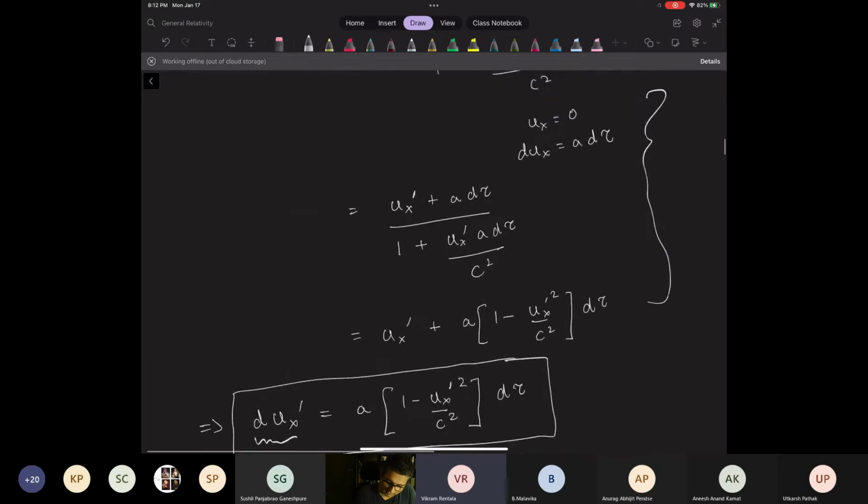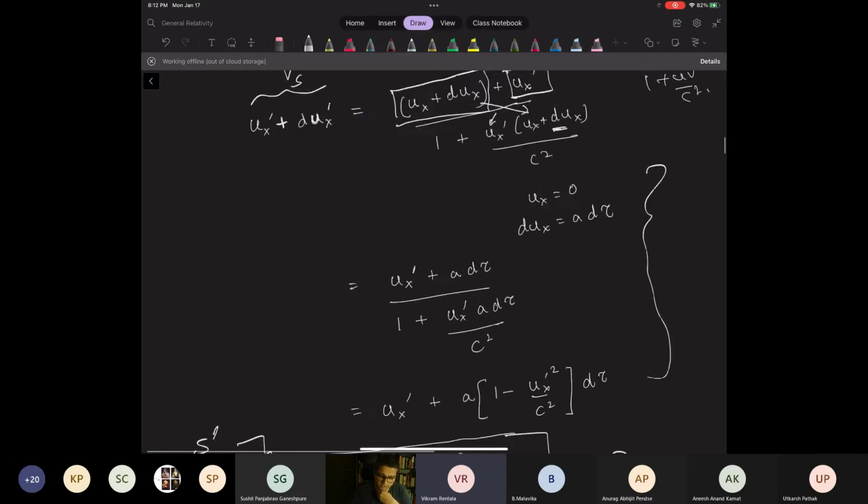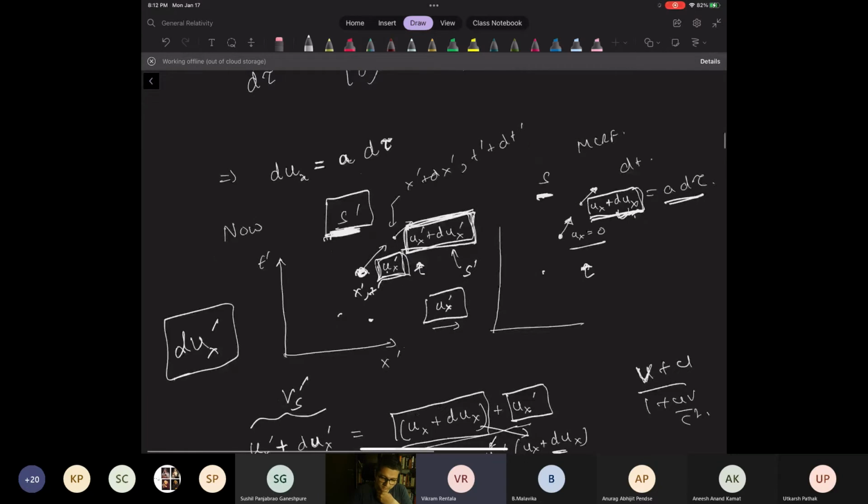So when I plug this in, what you will eventually get is dux prime, the extra speed that you pick up in the inertial frame S prime, is equal to a times d tau, which is the extra velocity that you pick up in the frame S, but times this extra factor. And this extra factor is velocity dependent. It's 1 minus ux prime squared over c squared. And that's not surprising, because the velocity transformation rule to go from this frame to this frame depends on ux prime.